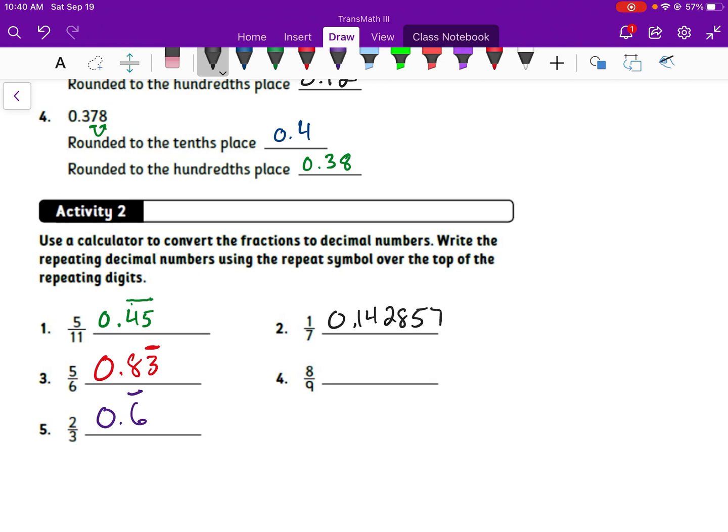0.142857. You notice the 142857 is repeating, so let's put a line over that, and we can get rid of the other part. Okay, 8/9 then, 0.8888, so on and so forth.